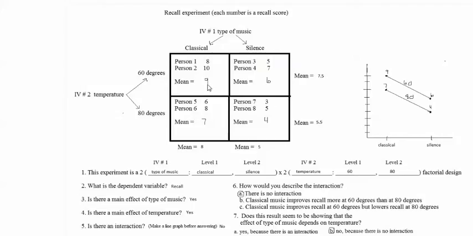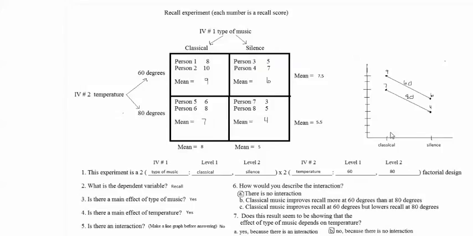Now let's take a look at these numbers. 9 and 6 are 3 apart. 7 and 4 are also 3 apart. So the difference in row 1 is 3, and the difference in row 2 is 3. Since they're the same difference, there's no interaction.